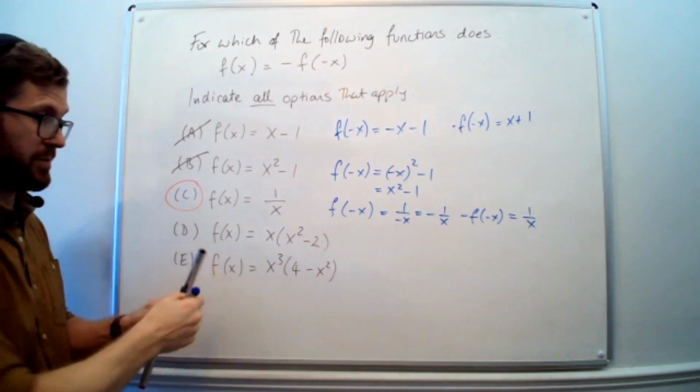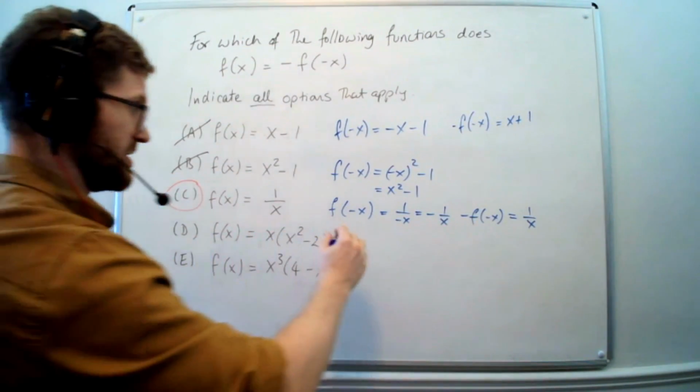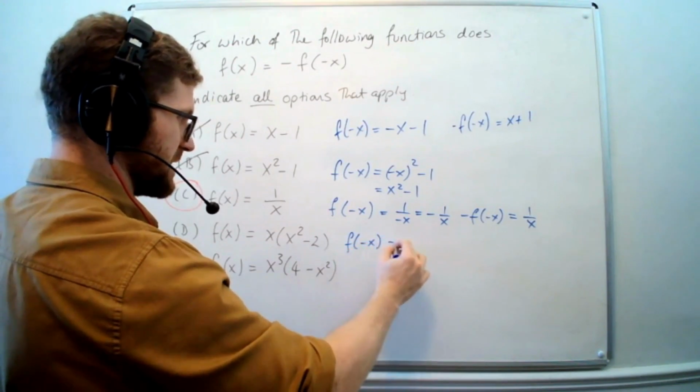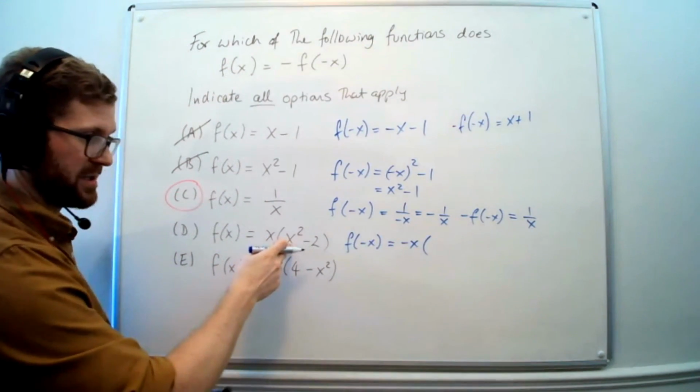Right? Same thing with D. Like I said, there's no way around it. We have to do the work here. We've just got to be as efficient as possible. F of minus x, plug that into x, I'm going to get negative x times, like we said earlier, x squared.